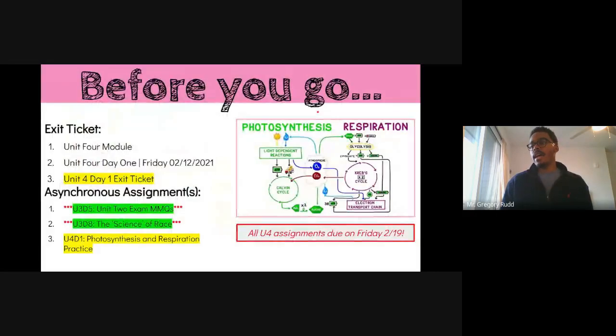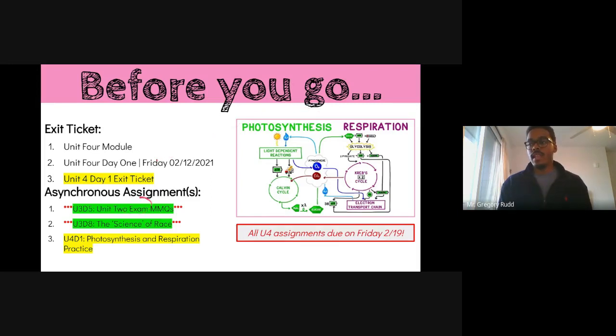Good to know. All right, so we've got 17 minutes left in class. There is an exit ticket with questions about photosynthesis and respiration. There's also an asynchronous assignment called U4D1, Photosynthesis and Respiration Practice. And then I just wanted to provide you reminders of the other two assignments from Unit 3.